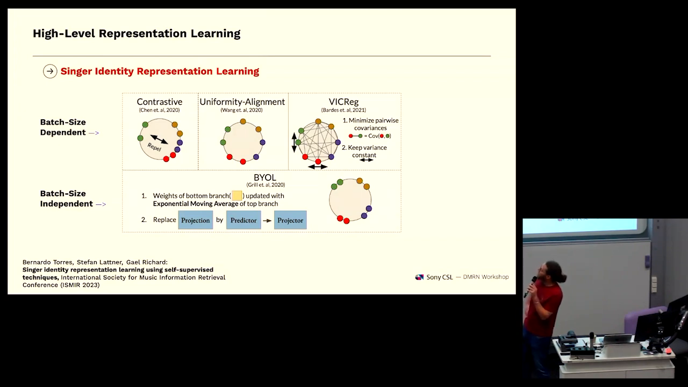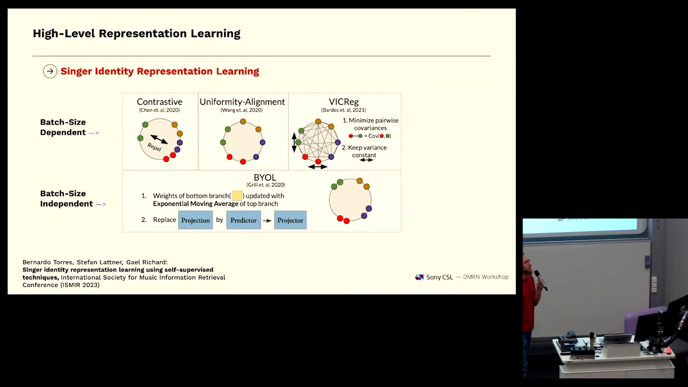So we had batch size dependent and batch size independent contrastive learning. So in contrastive self-supervised learning, we know we have specific weaknesses. It's batch size dependent, but also it uses negatives. Then we had developments where people tried to eliminate negatives.